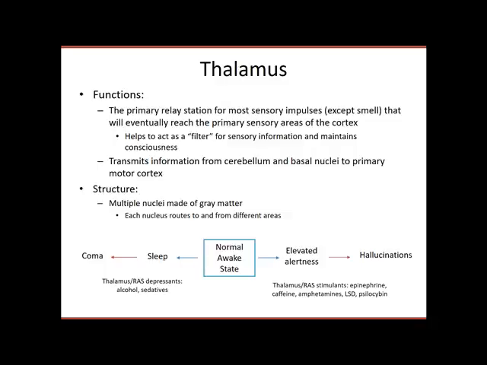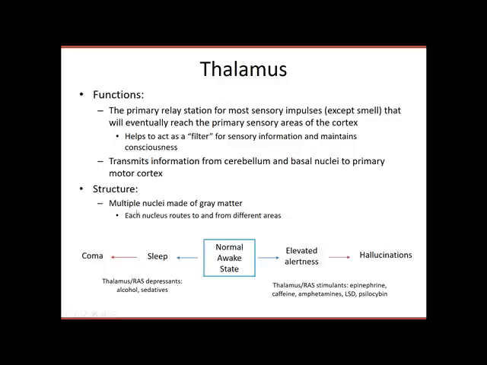The thalamus also transmits information from your cerebellum, different from the cerebrum. The cerebellum is in the back of the head. And it transmits information from your basal nuclei to your primary motor cortex. We learned previously that the basal nuclei, or basal ganglia, is responsible for coordinating movement. The primary motor cortex issues movement, and the basal nuclei help to modify those commands. We'll learn that the cerebellum does much of the same. So your thalamus is where all these 3 structures come together.